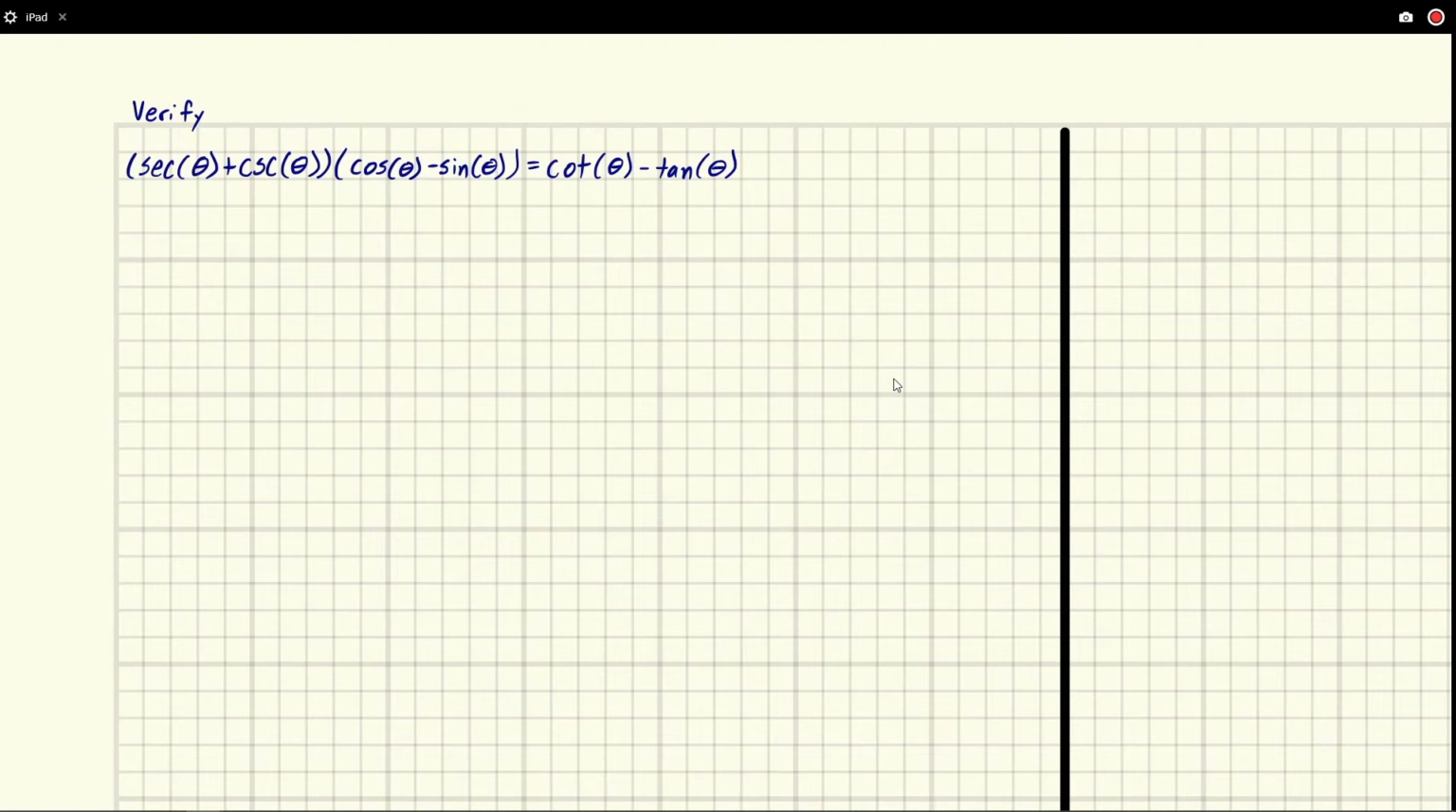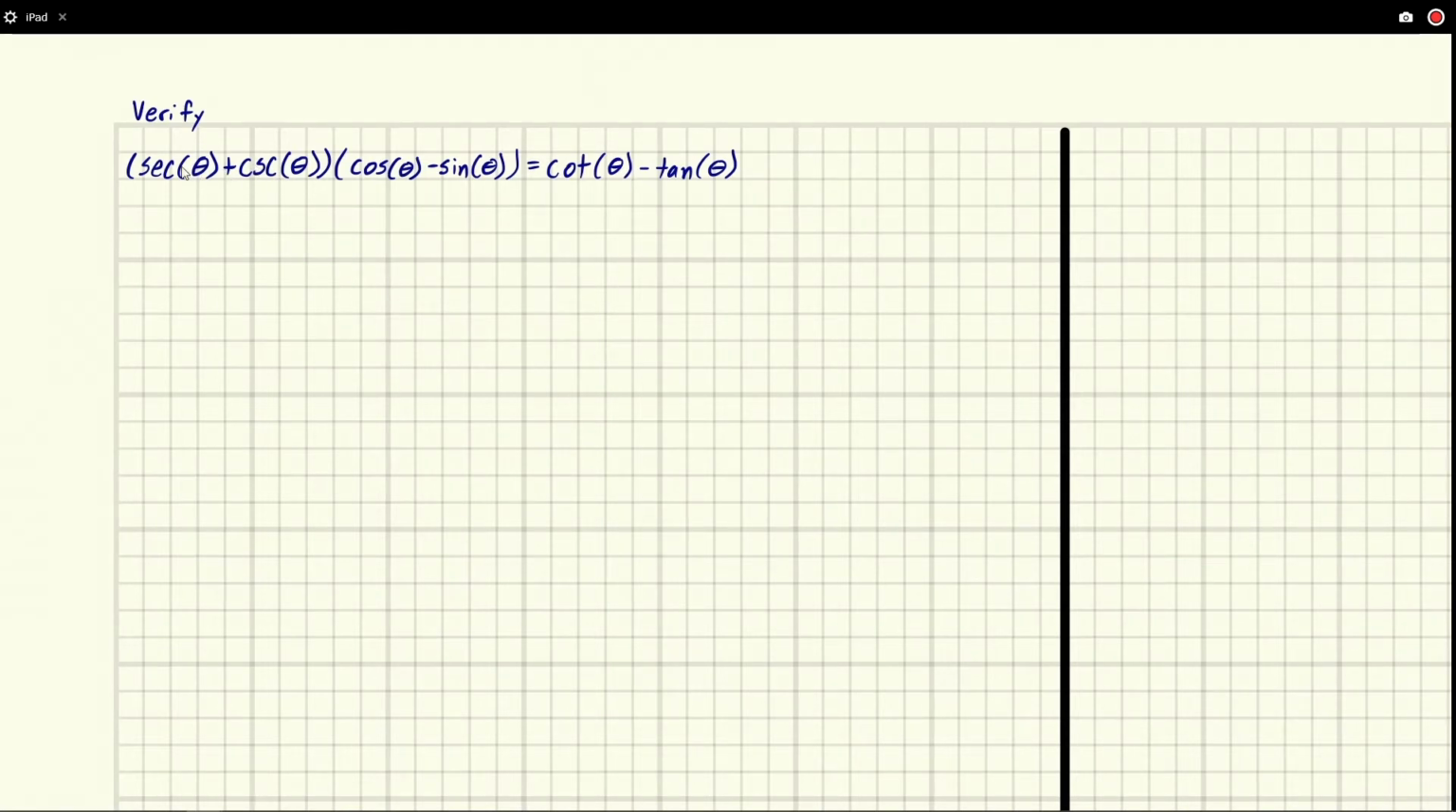Eric Burgess here, and we are tasked with verifying that the quantity secant theta plus cosecant theta times cosine theta minus sine theta is equal to cotangent theta minus tangent theta. So this one seems to have a pretty clear first step. We're going to start with the left-hand side. And in fact, let's go straight for the proof again, and maybe we won't even need an exploration area.